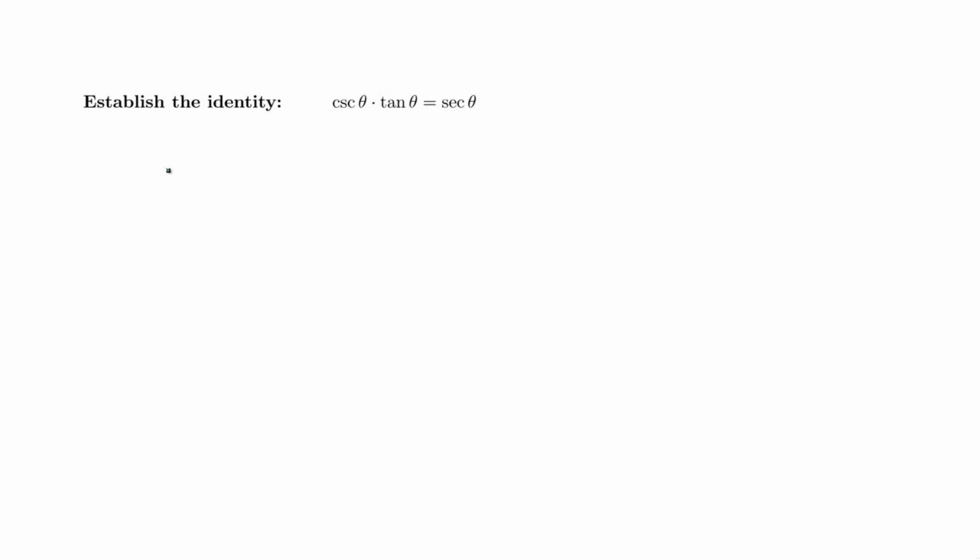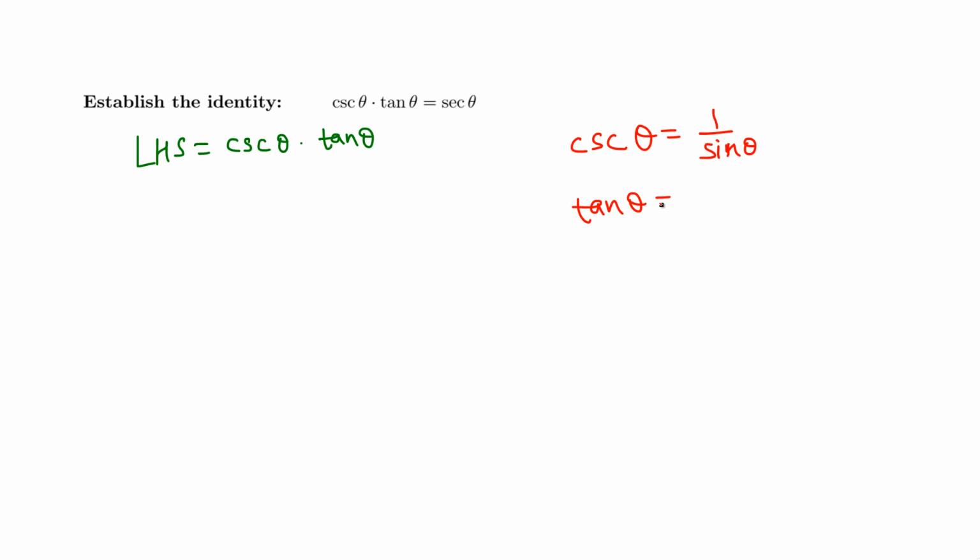Here is another example. Again, the left hand side is cosecant theta times tangent theta. Now we need to get secant theta. So for cosecant, we always try to write in terms of sine and cosine. Cosecant is 1 over sine, and we have tangent. Tangent is sine over cosine. Then this left hand side becomes cosecant is 1 over sine, tangent is sine over cosine.